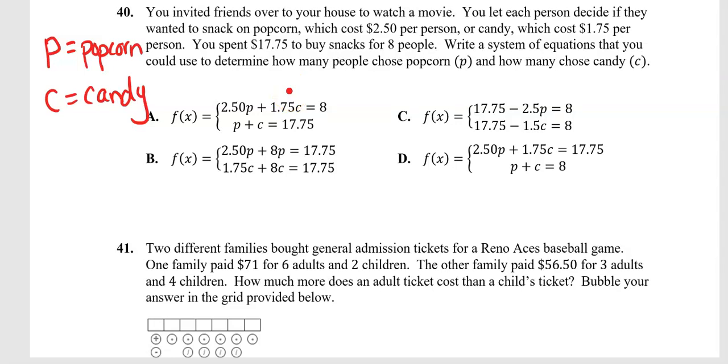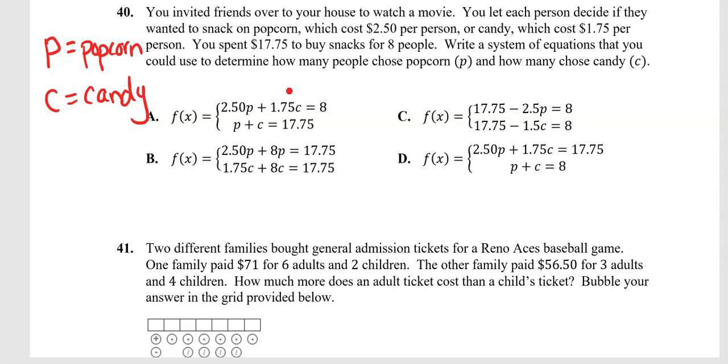Right, so on question 40, we are continuing our systems of linear equations. Here they want you to write a system of linear equations to solve this problem. You invited friends over to your house to watch a movie. You let each person decide if they wanted to snack on popcorn, which costs $2.50 per person, or candy, which is $1.75 per person. You spent $17.75 to buy for 8 people total. And we want to write an equation that you could use to determine how many people chose popcorn P and candy C.